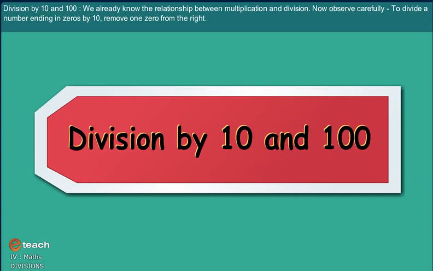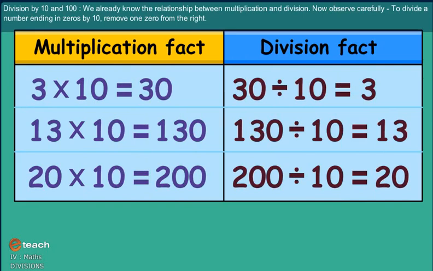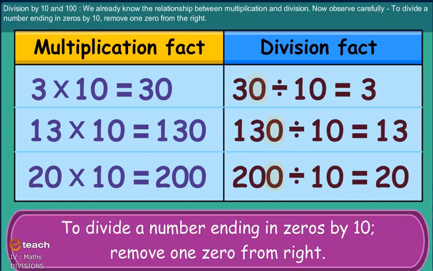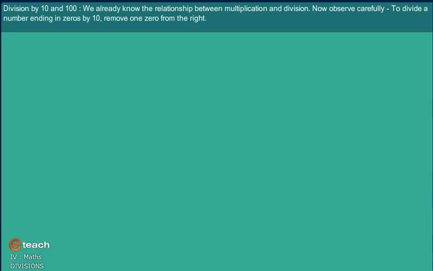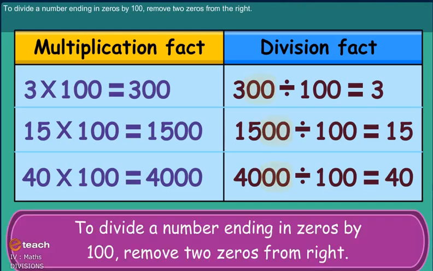Division by 10 and 100. We already know the relationship between multiplication and division. Now observe carefully. To divide a number ending in zeros by 10, remove one zero from the right. Information box: to divide a number ending in zeros by 100, remove two zeros from the right.